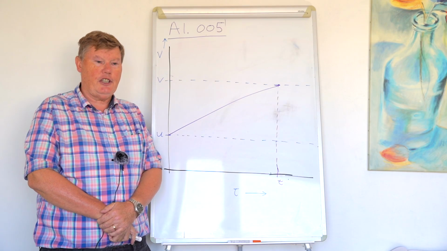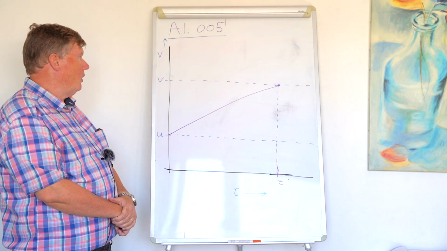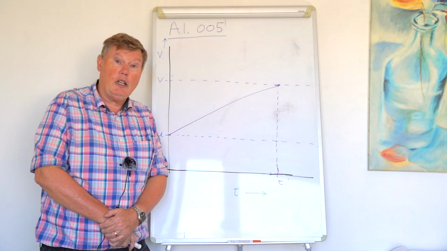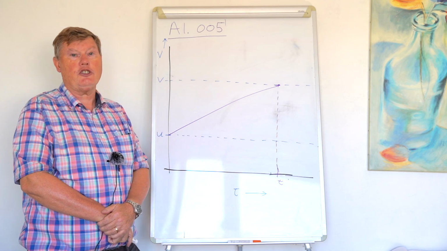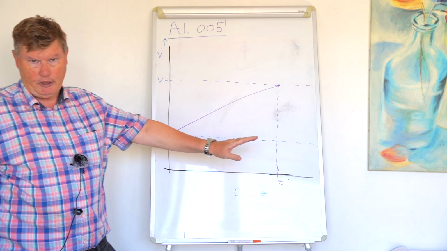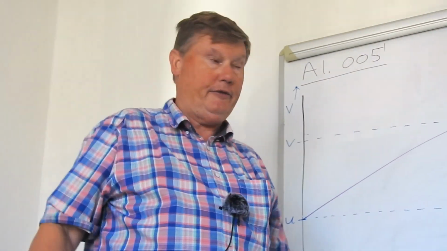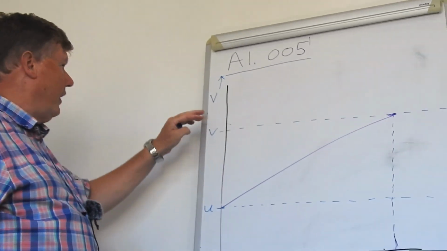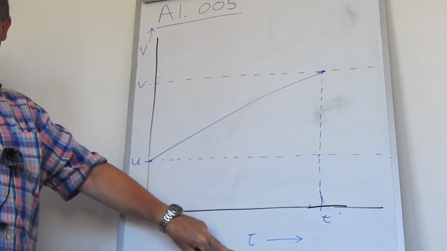Hello and welcome. This is video 5 in the A1 series, and today we are going to look at the derivation of the 5 equations of motion. Forget the book and its 4 equations, there are 5. So we start with a velocity time graph.